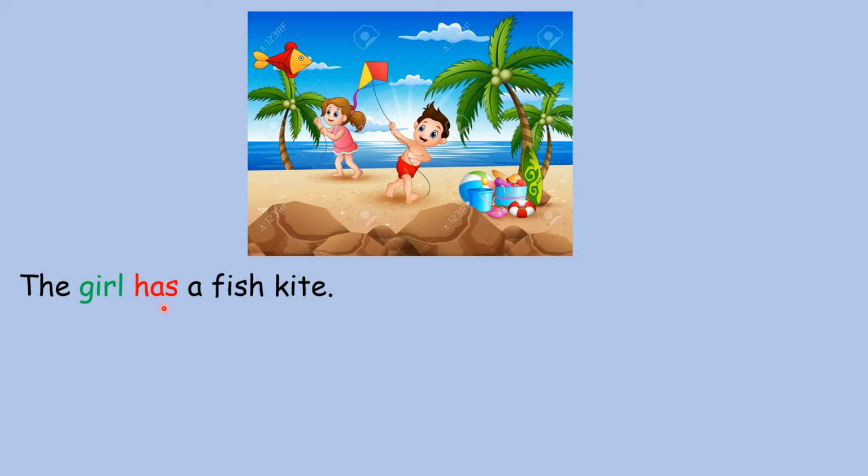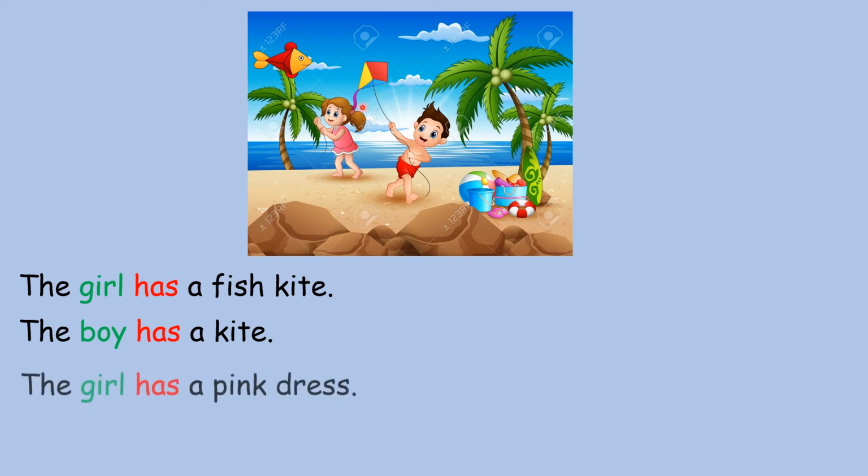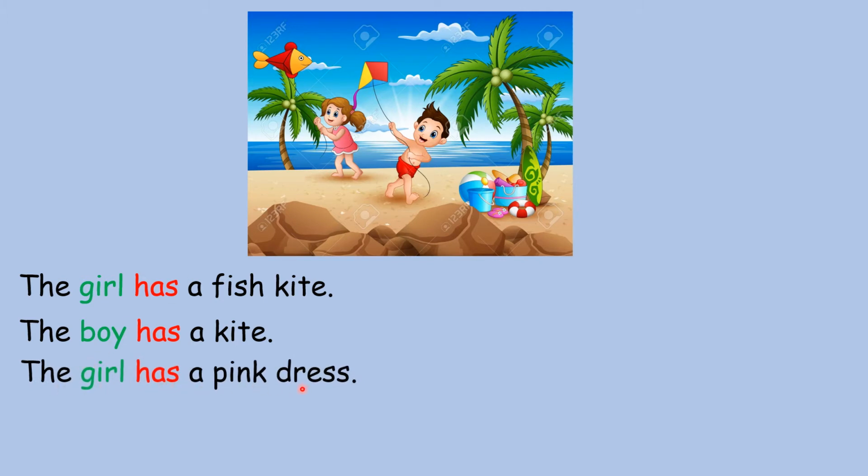Okay, so let's go to the next sentence. The boy has a kite. So it's showing that the boy has something. He has a kite. The girl has a pink dress. See, she is owning this dress. It is hers. So you use the word has. The girl has a pink dress. When you want to say something about a particular person or a thing that it belongs to that person or thing, you use the word has and have. The boy has red shorts.